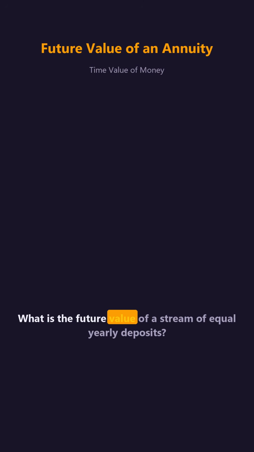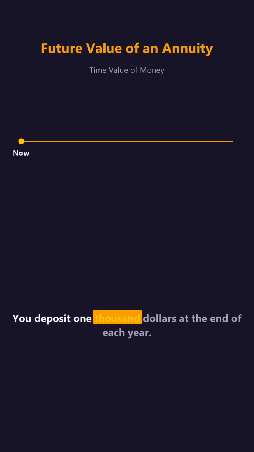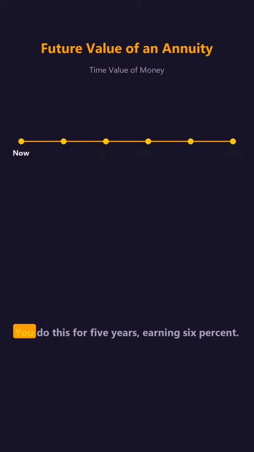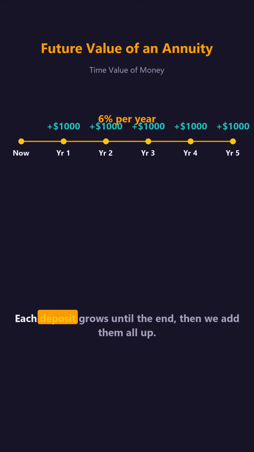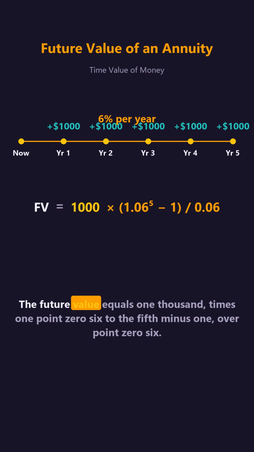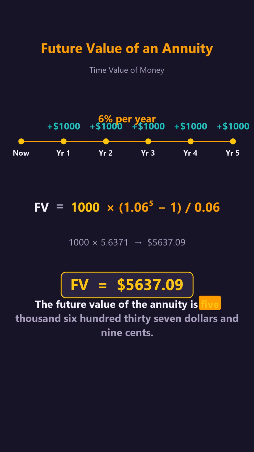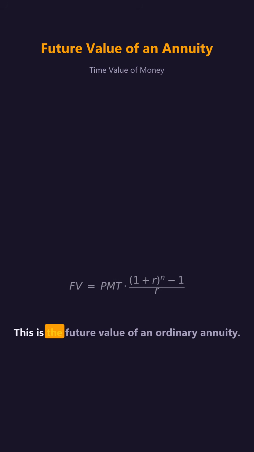What is the future value of a stream of equal yearly deposits? You deposit $1,000 at the end of each year. You do this for 5 years, earning 6%. Each deposit grows until the end, then we add them all up. The future value equals 1,000 times 1.06 to the 5th minus 1 over 0.06. The future value of the annuity is $5,637.09. This is the future value of an ordinary annuity.